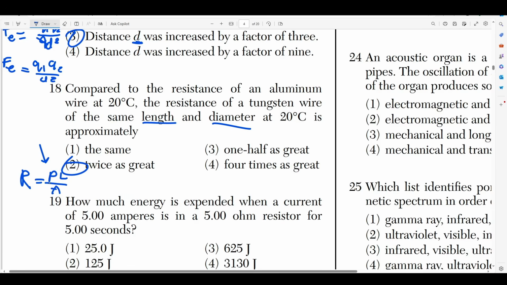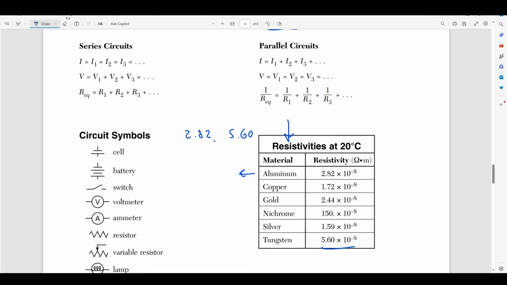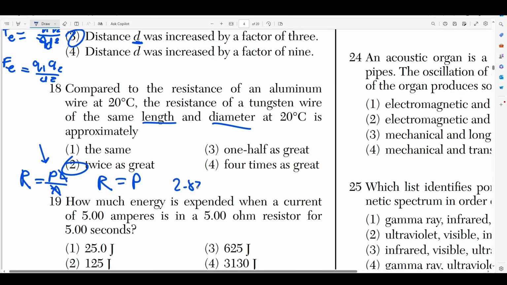So if resistance is equal to resistivity times L over A, and L and A are the same, in our case our resistance is just going to be proportional to our resistivity, right? Because L and A aren't changing. Here, the resistivity of aluminum is 2.82. Then the resistivity of tungsten is 5.60, and I'm not including the times 10 to the whatever. 2.82 is roughly half of 5.60, right? So 5.60, which is the resistivity of the tungsten wire, has to be greater.